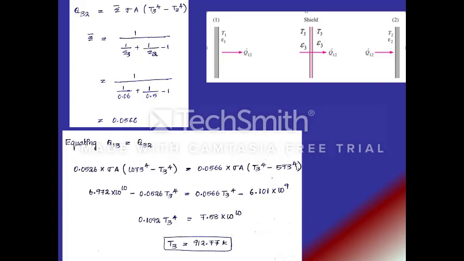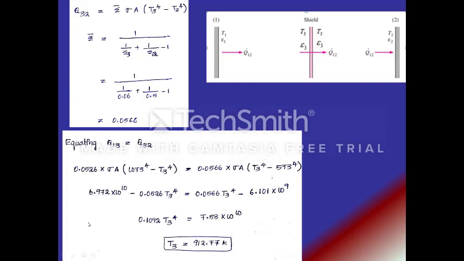Now T3 is the only unknown. So sigma and A we can cancel, and the only unknown is T3. We simplify it, and we will get the temperature of the shield T3 to be 912.77 Kelvin. Understood? Now we have calculated the temperature of the shield T3.